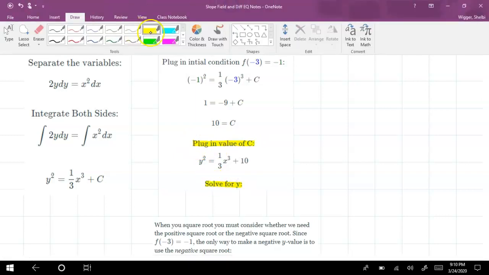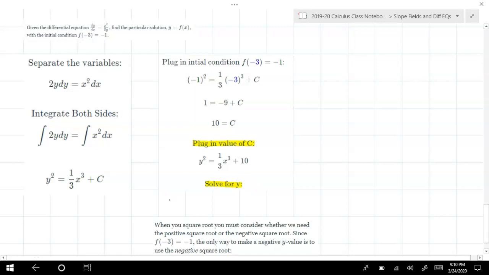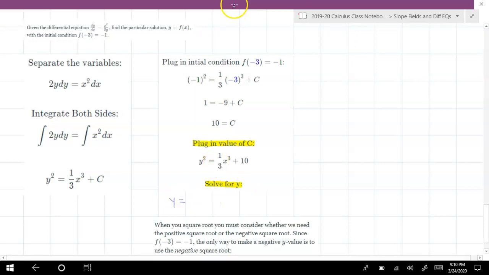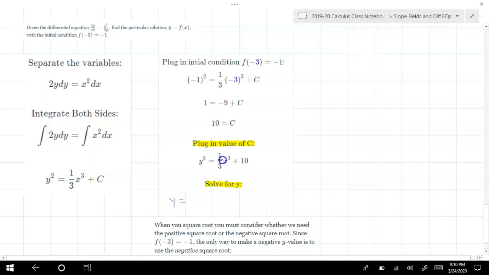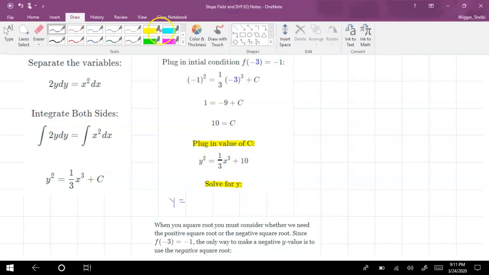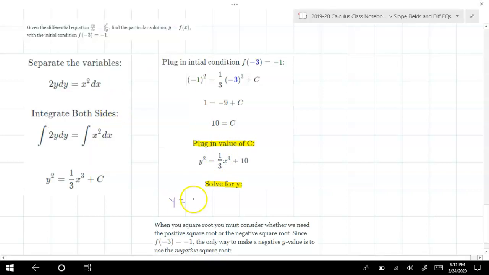So if we solve for y, we're going to get y equals the square root of 1/3 x cubed plus 10, and y equals negative the square root of 1/3 x cubed plus 10. Now, the initial point will tell you which one is correct. We need f of negative 3 to equal negative 1.